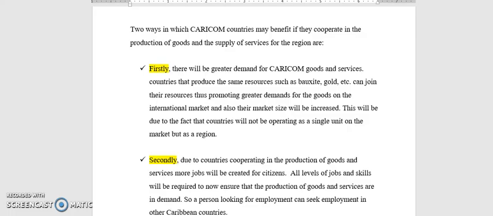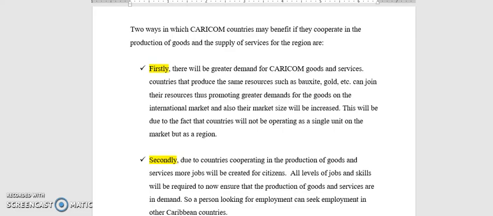firstly, there will be a greater demand for CARICOM goods and services. Countries that produce the same resources such as bauxite, gold, natural gas, petroleum, right? They can join their resources together, thus promoting greater demand for the goods on the international market, which is very competitive, and also their market size will be increased, right?